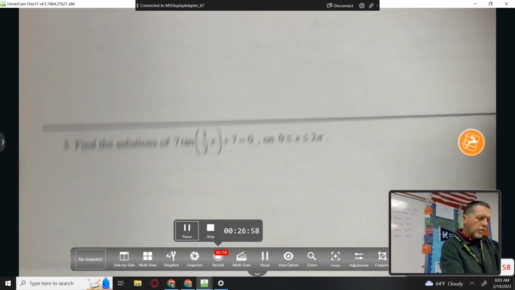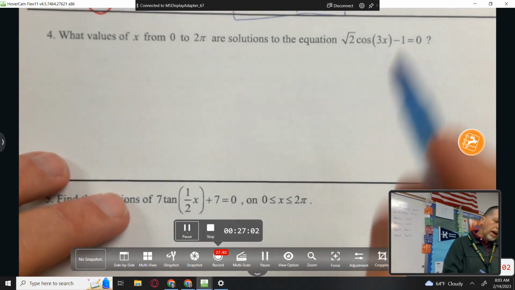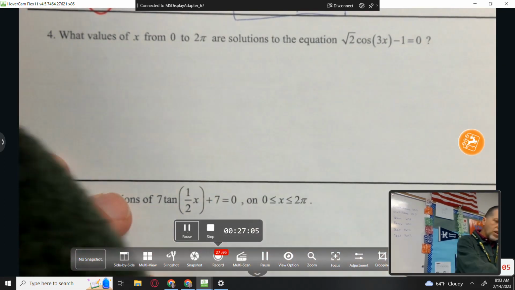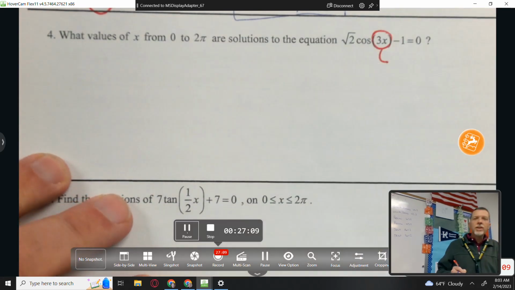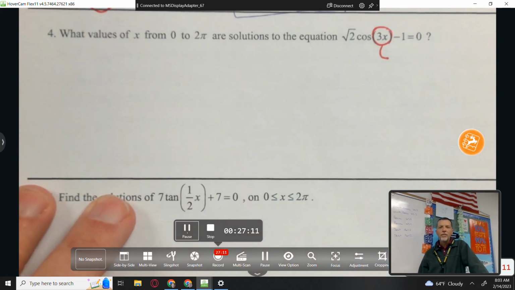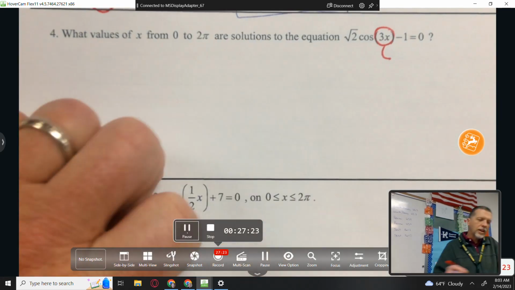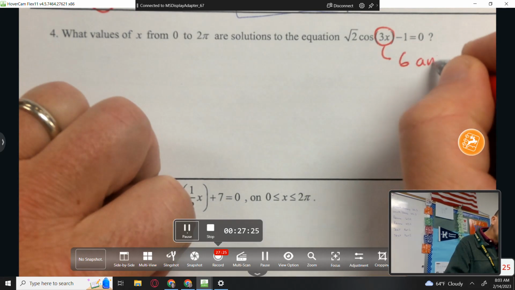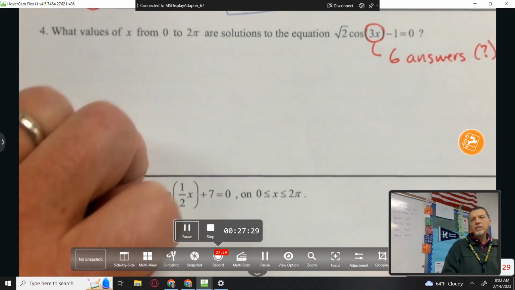Number 4. What values of x from 0 to 2 pi are solutions to this equation? There's a 3x. Maybe we need to think ahead here. So how many answers do you think we'll have for this problem? How many total answers do you think we're going to have? 6. Probably 6. Because usually cosine gives us 2 spots on the unit circle. But 3x means I'm thinking we'll have 6 answers. Question mark? But yes, we will have 6 answers.